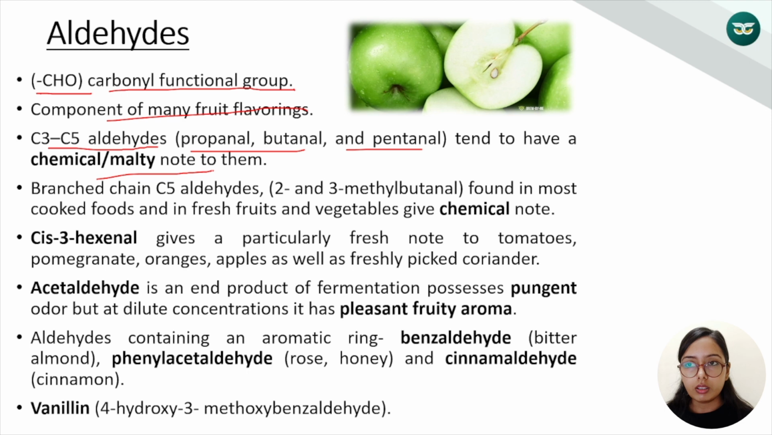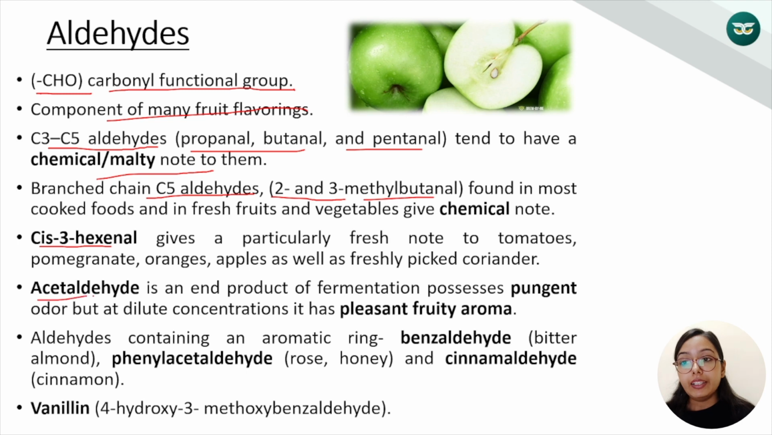Then talking about the branched aldehydes, for example the branched C5 aldehydes, for example 2- and 3-methylbutanal, they are found mostly in cooked foods as well as in fresh fruits and vegetables, which are responsible for giving a chemical note to them. Then if we have a kind of branching, for example cis-3-hexenal, it is particularly responsible for giving the fresh taste to tomatoes, pomegranate, oranges, apples, as well as to freshly picked coriander. So here we must again notice that all the fresh fruits and vegetables have the typical aldehyde taste, which gives them a fresh and fruity flavor.